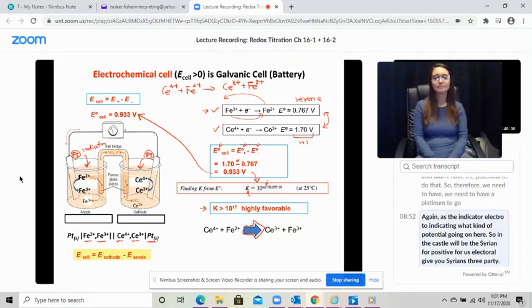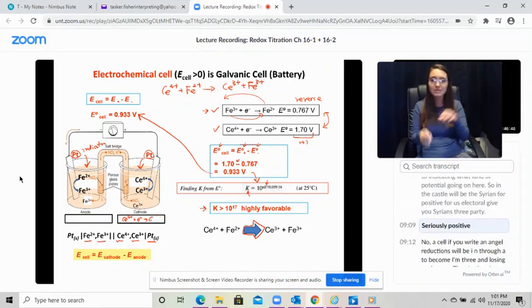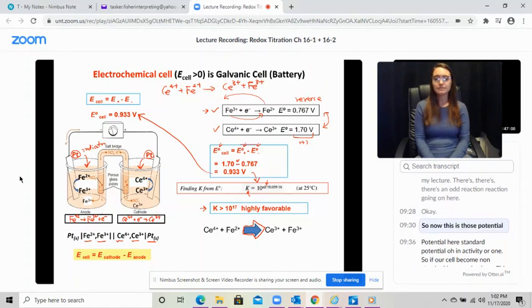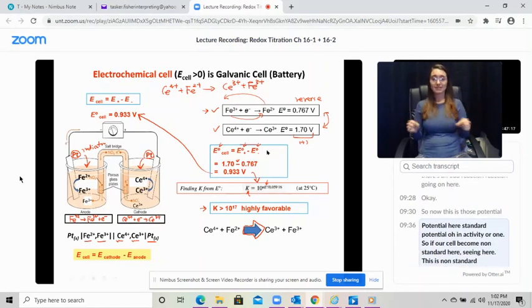So at the cathode will be cerium 4+ plus an electron giving you cerium 3+. And for the iron itself, if you write it as a reduction, it will be iron 2+ becoming iron 3+ and losing 1 electron. That's the half reaction going on here. Okay. So now these potentials here are standard potentials, all at activity of 1.